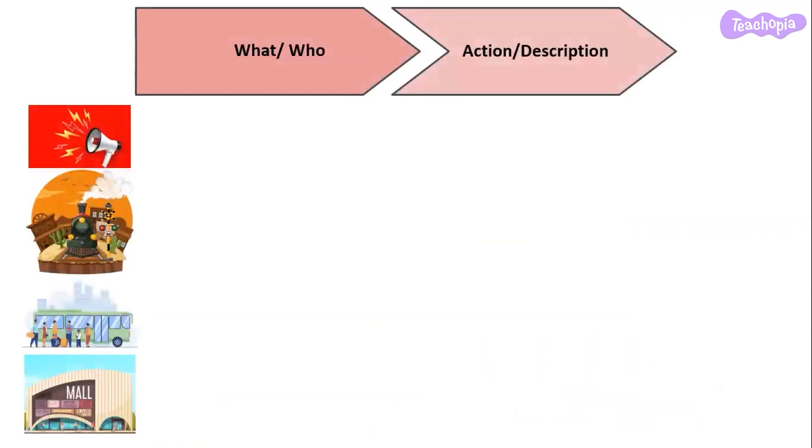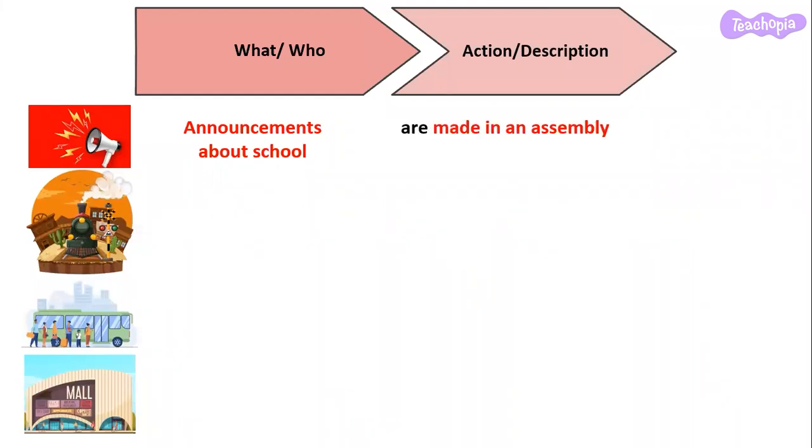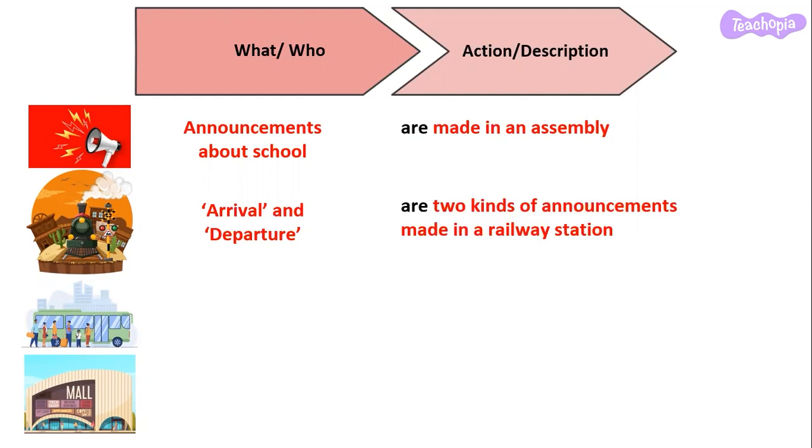Now let's look at some sentences when it comes to announcements. What do I want to talk about? Announcements about school. A quality or description about announcements about school is that they are made in an assembly. So announcements about schools are made in an assembly. What do I want to talk about? Arrival and departure. What is a quality about arrival and departure? There are 2 kinds of announcements made in a railway station. So arrival and departure are 2 kinds of announcements made in a railway station.